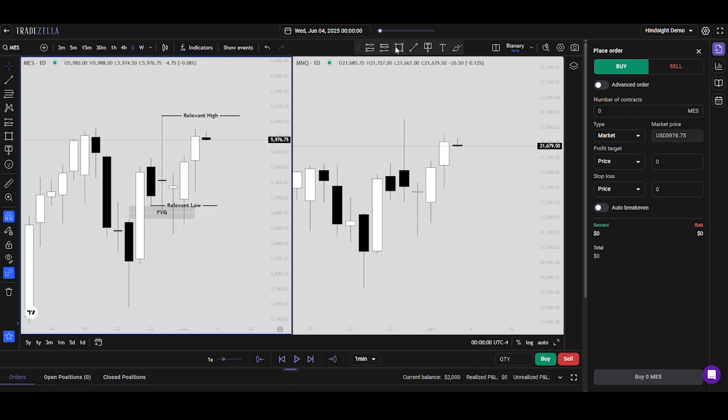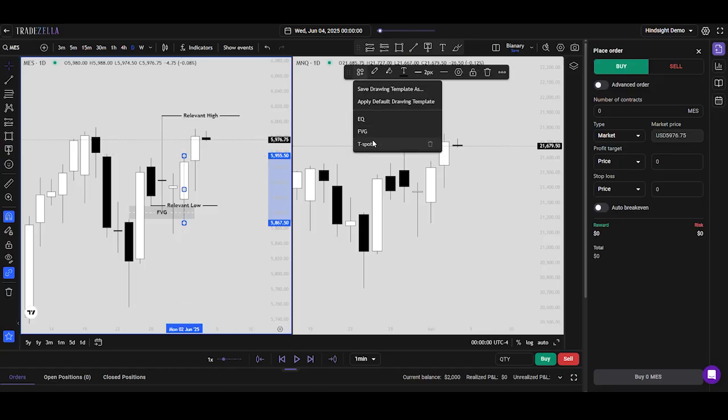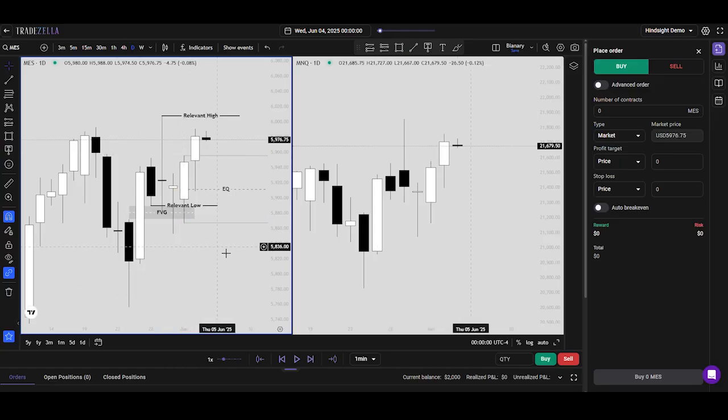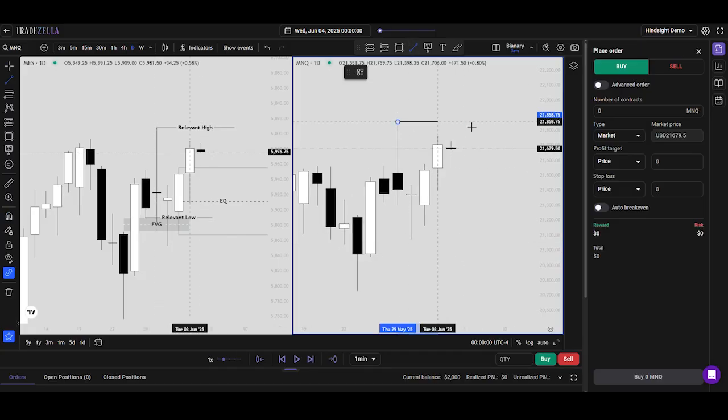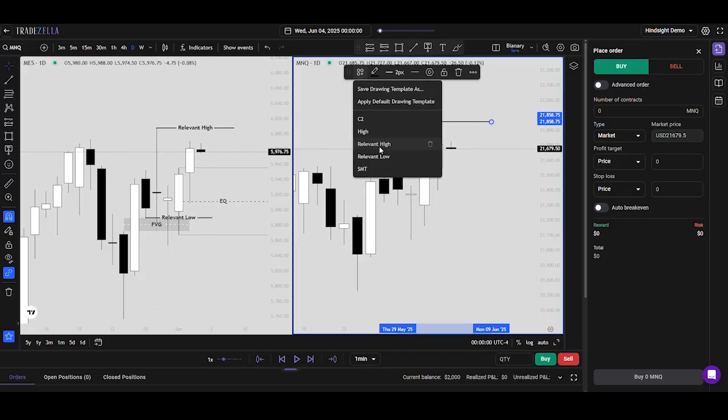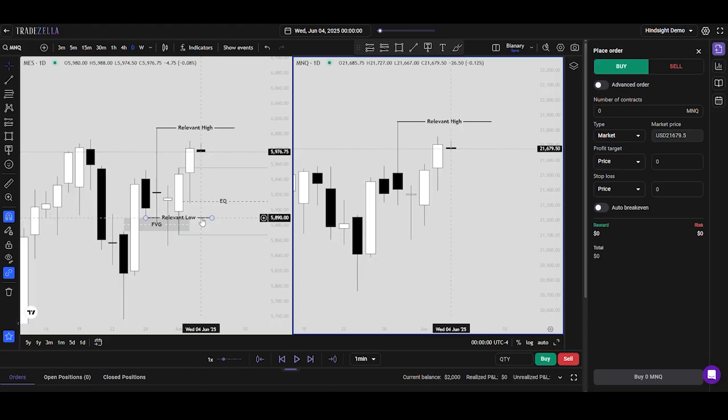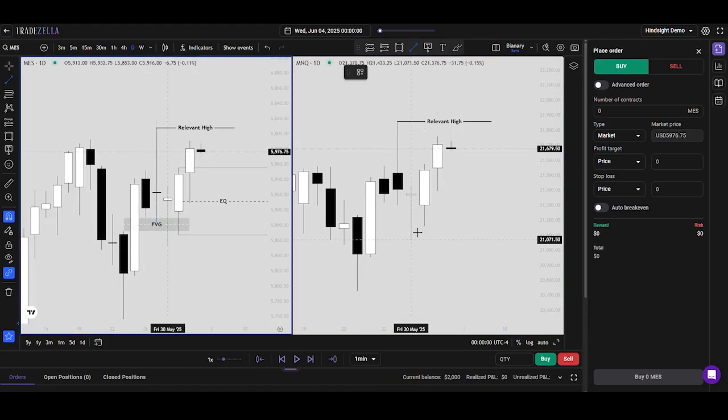An important element in his model is equilibrium, so I'm also going to mark out equilibrium of this candle and just take notes of things I see. And I'm going to do it on both of these because SMT is important and we can look for that as well. Actually not going to mark this as a relevant low because I just want to keep it a little bit clean. You don't want to make this too messy.